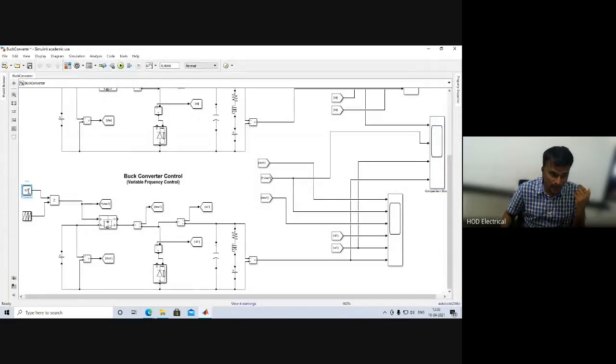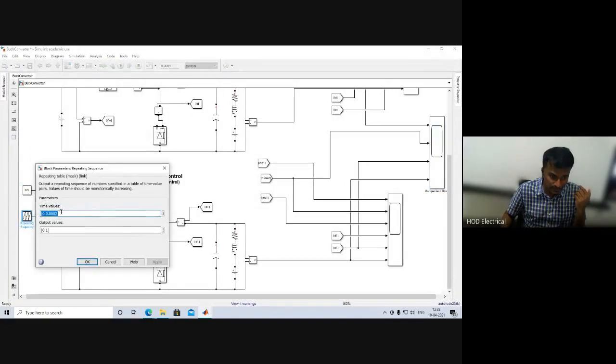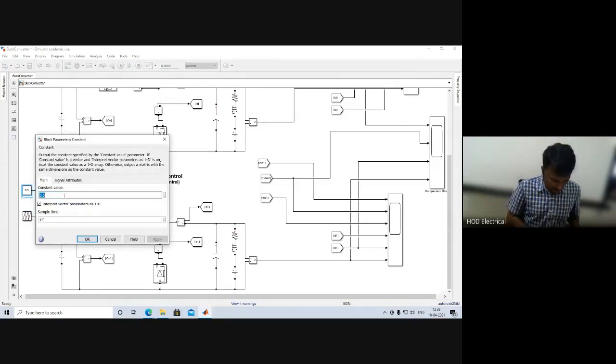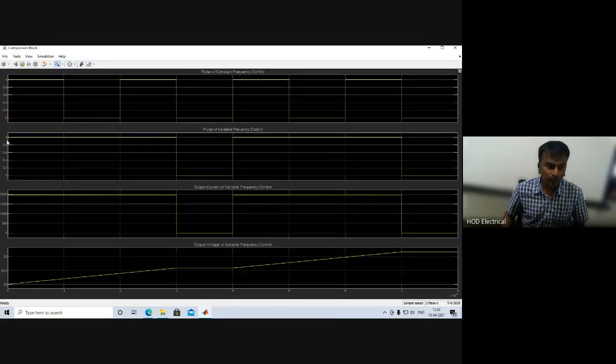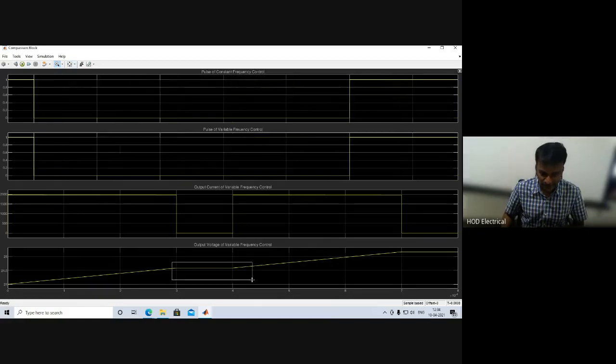First let me take the switching frequency. I am reducing the switching frequency, increasing the switching time to 0.004, and increasing the switch on time to 0.75. So in this case, what happened? Now if you run the simulation, see here, total switching time is 0.004, double of the previous switching time. Then on time is more, off time is less. If on time is more and off time is less, here also some discontinuity will happen.